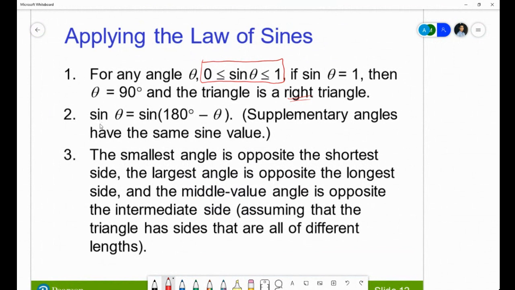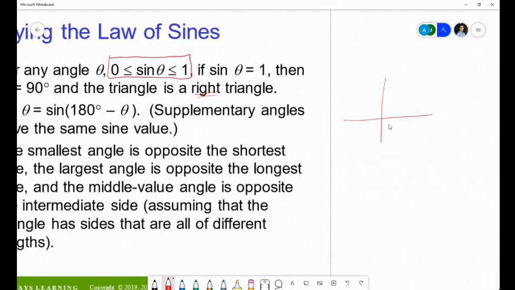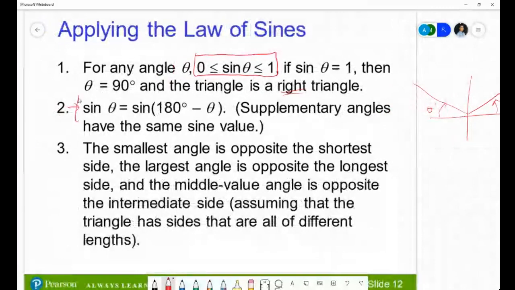Now, we know that supplementary angles have the same sine values. This is because in quadrant 1 and quadrant 2, sine is positive in both of those. If you remember, whatever this angle theta is, its reference angle is here, and they have exactly the same measure because all we do is reflect across the y-axis to find that value. So this is why this is true.